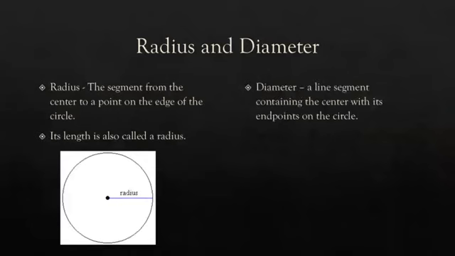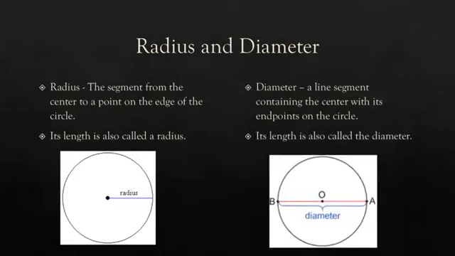A diameter is a line segment containing the center with its endpoints on the circle. So its length is also called a diameter. Here's a picture of a diameter. Do you see it goes all the way across a circle? And there can be many diameters in this circle. We could have a diameter from this side. If we start on this side and go through the center, this would be a diameter. Any line segment that goes through the center that starts on and finishes on the circle, that would be a diameter.